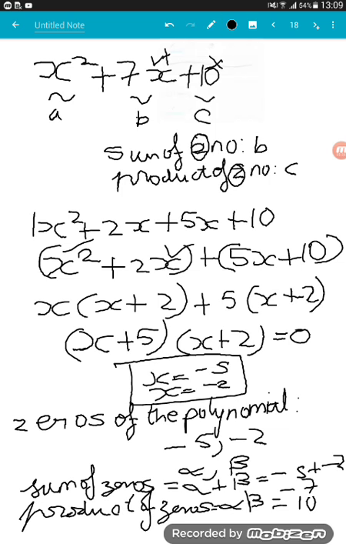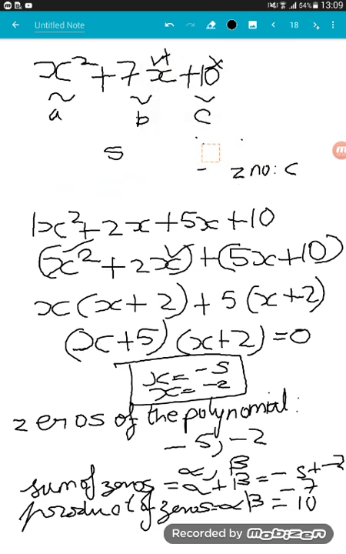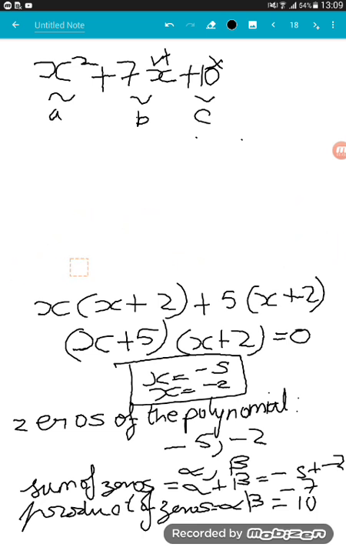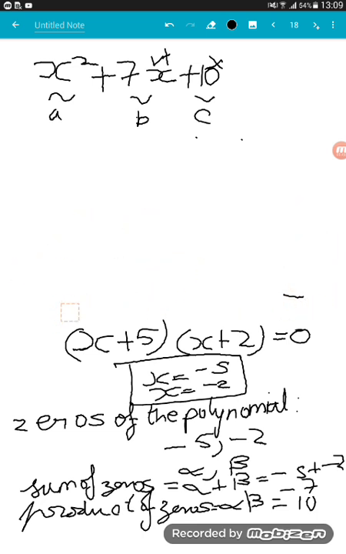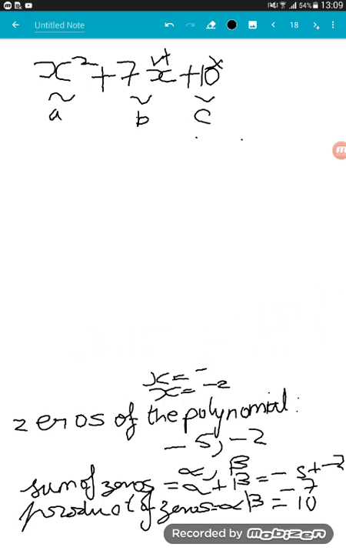So now we can observe one more thing over here: the sum of the zeros, that is alpha plus beta, is, except for the sign, similar to the b of our equation, that is this one.